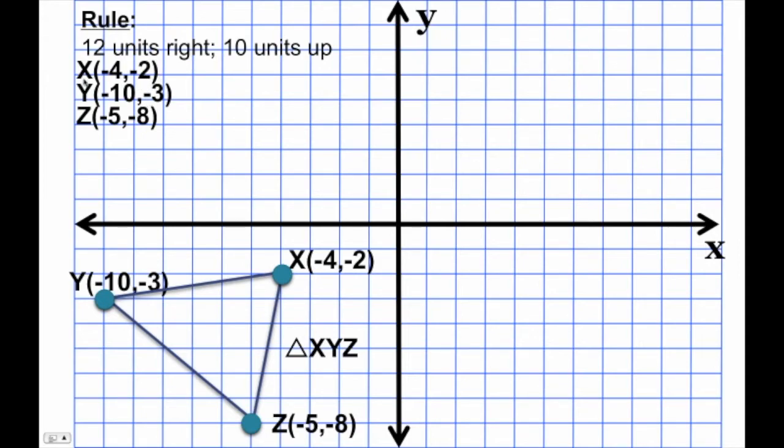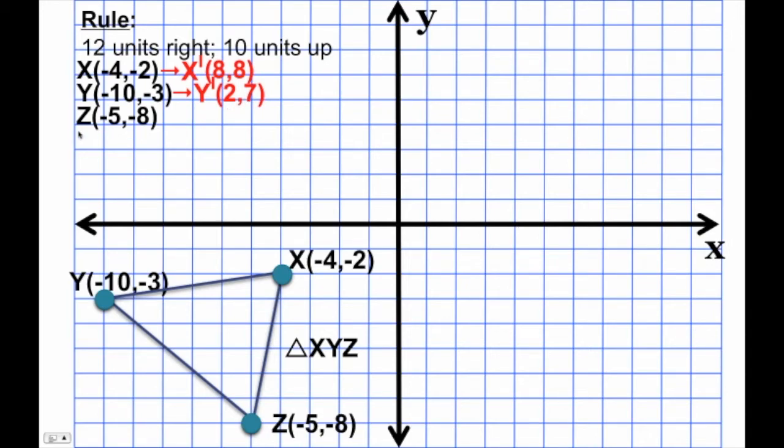So let's take a look at X. X is going to become X prime at -4 plus 12 and -2 plus 10. Again, we're adding 12 because we're moving 12 to the right, and we're adding 10 because we're moving 10 up. And that's going to give us X prime at 8, 8. Y is going to become Y prime at -10 plus 12 and -3 plus 10. Again, plus 12 because we're moving 12 to the right, and plus 10 because we're moving 10 up. And that's going to give us Y prime at 2, 7.